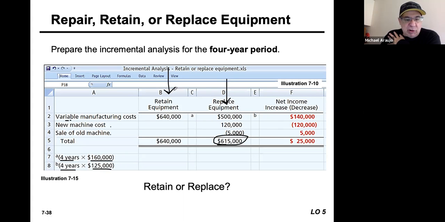Nothing else matters. The cost of the old equipment doesn't matter because they already purchased it and used it for a few years. It's irrelevant in this decision. The only thing that's relevant in this decision is the real cost of keeping it and the real cost of replacing it. All the money you spent on it in the past is irrelevant to the decision. It's just from this day forward. If we kept it, that's the cost. If we replaced it, that's the cost. That's incremental analysis. So should they retain or replace? Highly recommend that they dump it, replace, get the new machine.